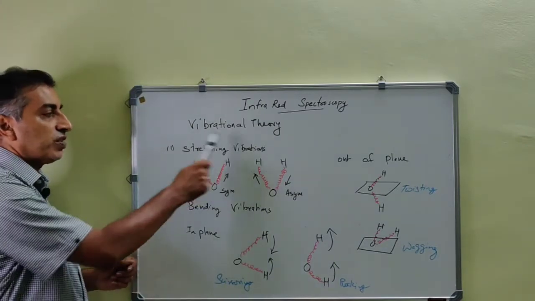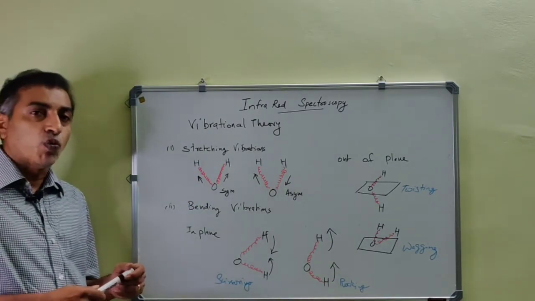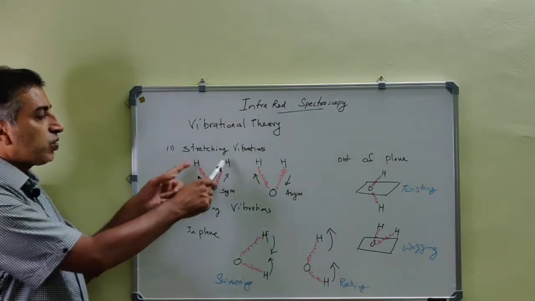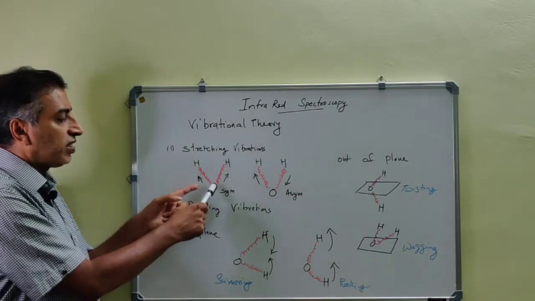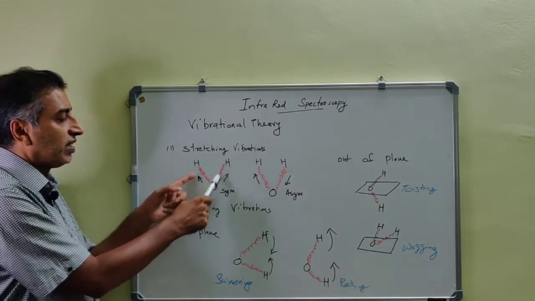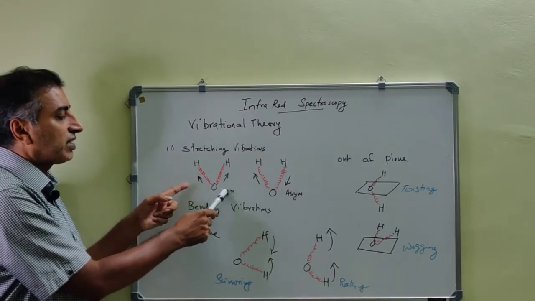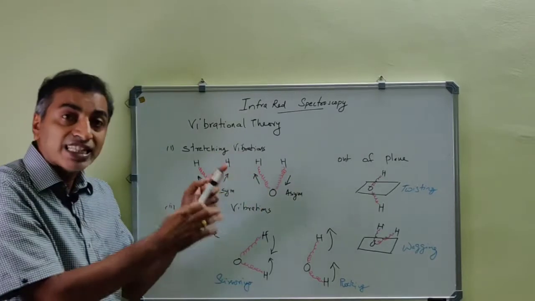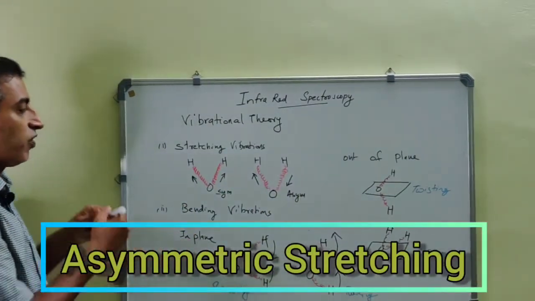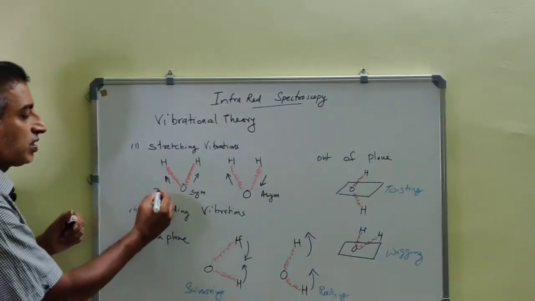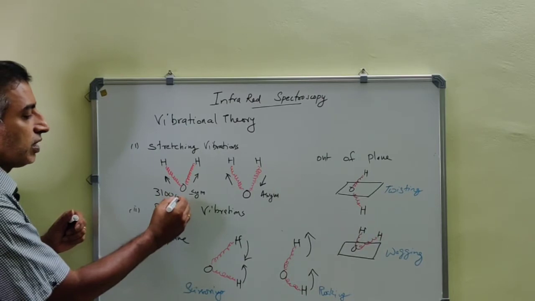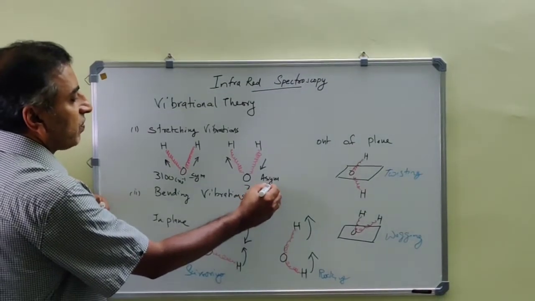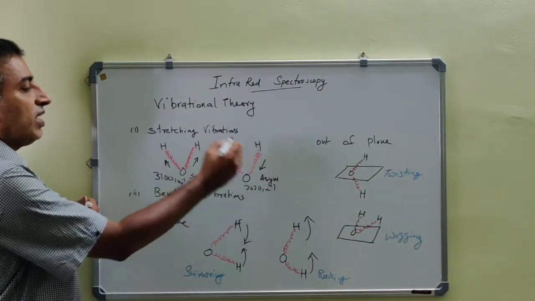The first one is stretching vibration. Here I am taking the example of a water molecule, with two hydrogens and one oxygen. When these two hydrogens stretch in the same manner from oxygen, in a symmetrical fashion, that is known as symmetric stretching. If one hydrogen comes in and another goes out, that is called asymmetric stretching. For water, the frequency for symmetric stretching is 3100 waves per centimeter, or cm⁻¹, and asymmetric is 3020. So the frequency is different for symmetric and asymmetric stretching.